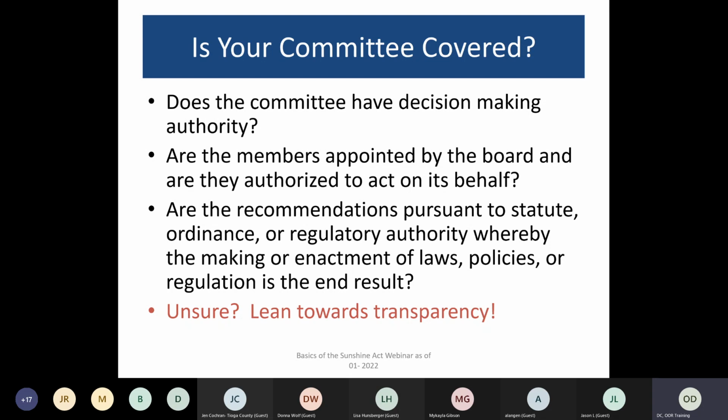Okay, first thing we have to answer. These are the questions that the court addresses in Wristow. Does the committee have decision-making authority? Meaning, are they in fact making decisions that they've been tasked with by the main board? Then we have to answer the question, are the members appointed by the board, and are they authorized to act on its behalf? Okay, now you're thinking, why wouldn't a committee be appointed by the board?